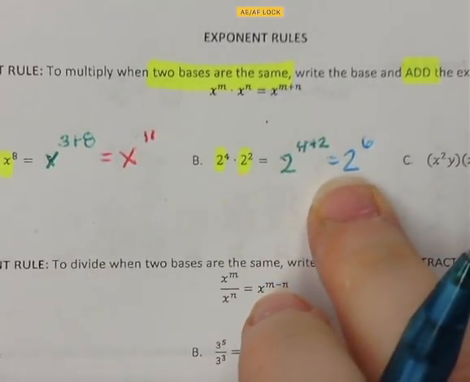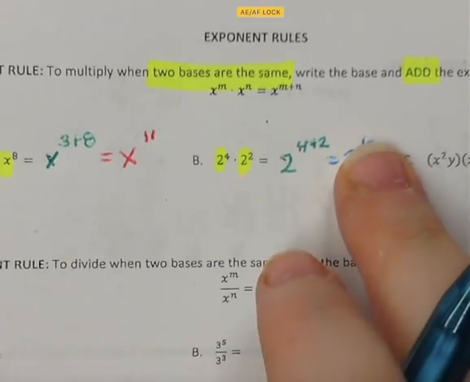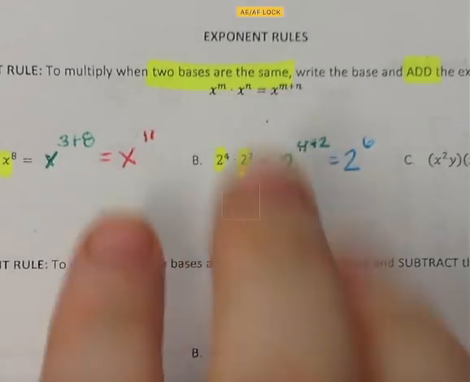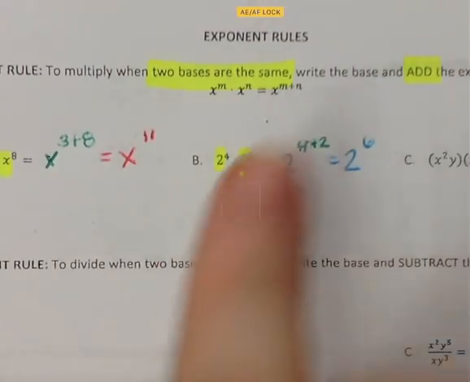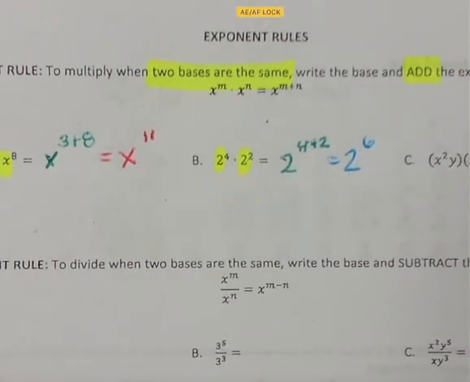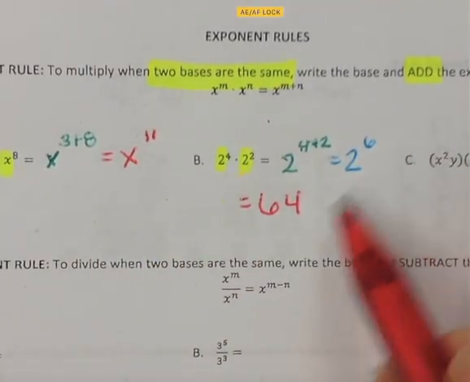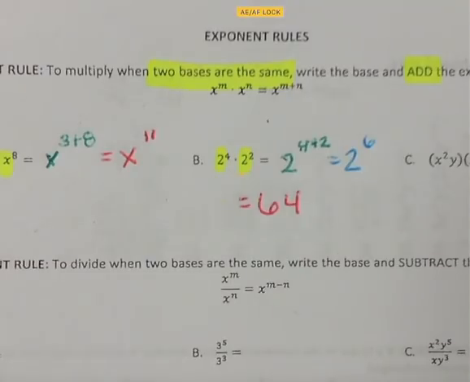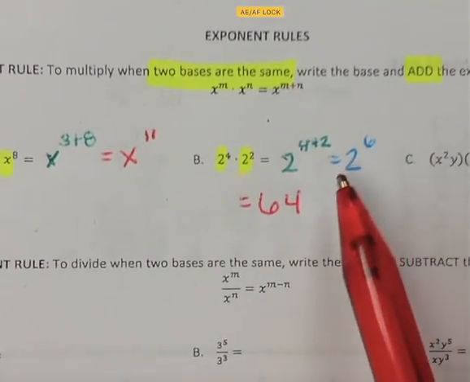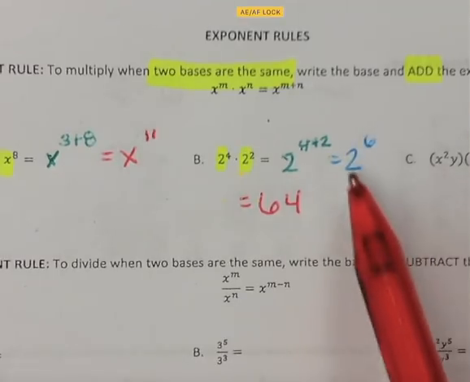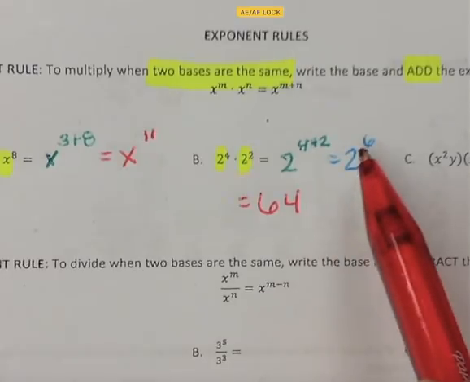Now, because this has a number for the base, 2 to the 6th can be simplified further. 2 to the 6th power, if you plug in your calculator, is 64 because it's 2 times 2 times 2 times 2 times 2 times 2 again. There's 6 times in total. That's equal to 64. So 2 to the 6th is actually 64. You only do that if you have a base of a number and an exponent of a number. That means you can simplify it further because it's just numbers.